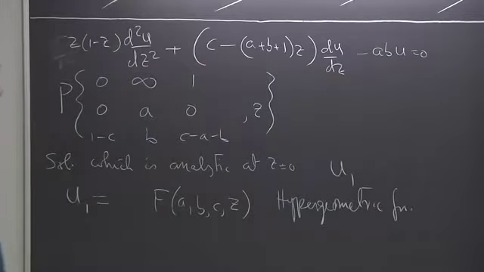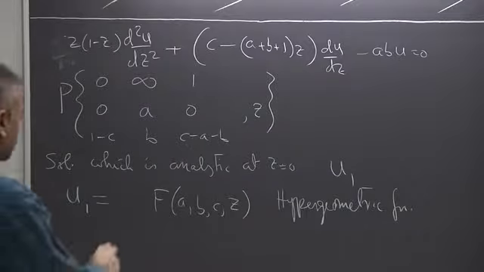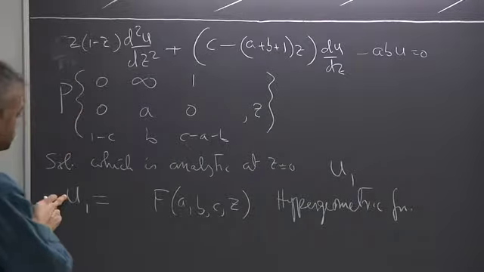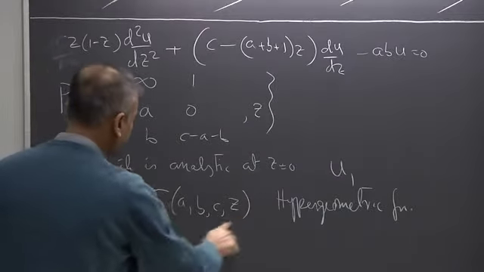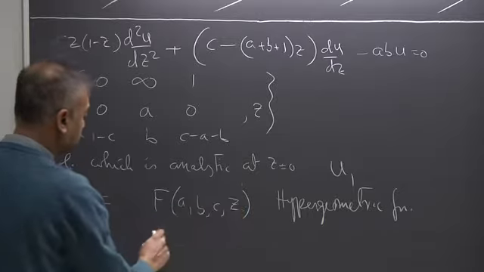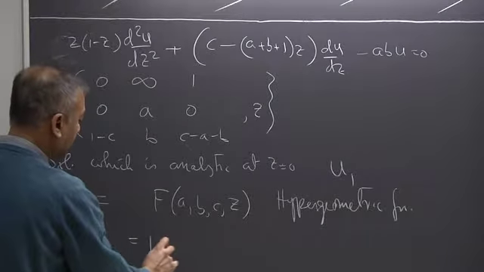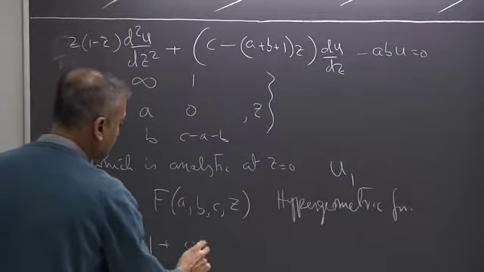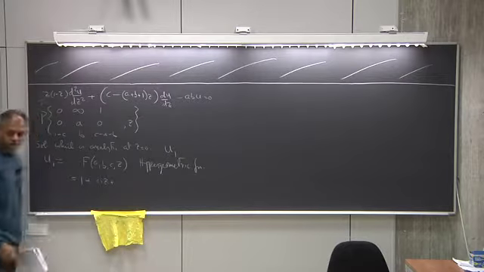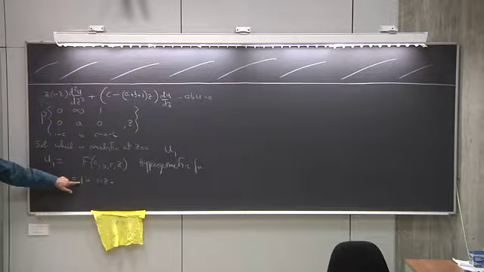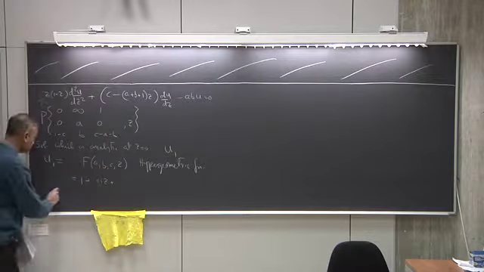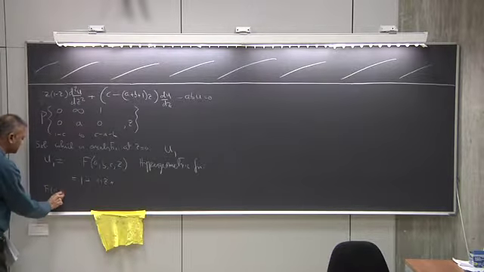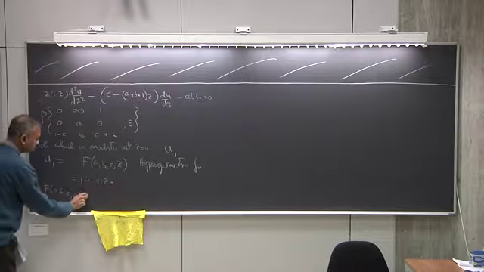Obviously, given a solution u1, I can always multiply by some number and it will again be a solution. So we normalized it in such a way that when I make a series expansion, it starts with 1, plus some coefficient times z, plus so on. So we normalize it so that the constant term is 1. In other words, F(a, b, c, 0) is 1.